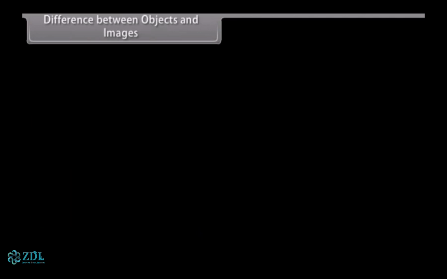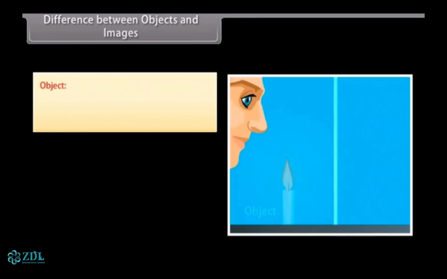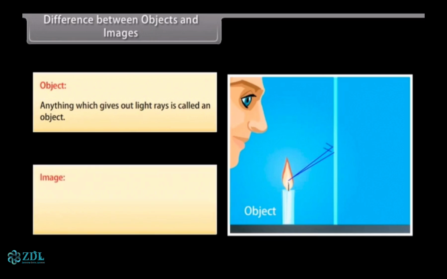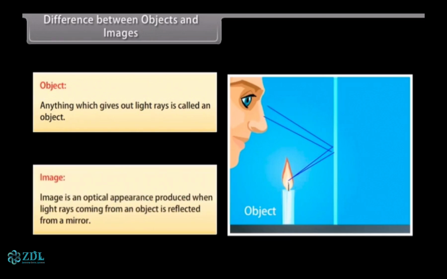Difference between objects and images. Object. Anything which gives out light rays is called an object. Images. Image is an optical appearance produced when light rays coming from an object is reflected from a mirror.